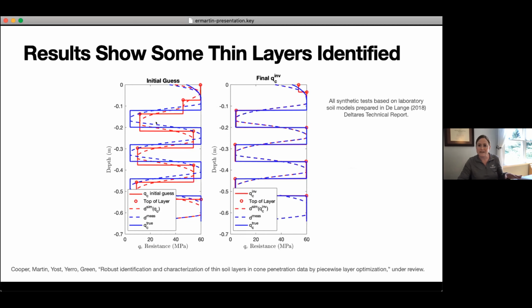Okay, so just looking at a simple synthetic test, we've got here on the left our initial guess shown in red, solid line, on top of our true tip resistance, that's what we really want to go for, in blue, solid line. And then we've got the blurred versions of our initial guess and our observed profile in the dashed lines. So you can see they're mostly the same, but there's a little bit of offset.